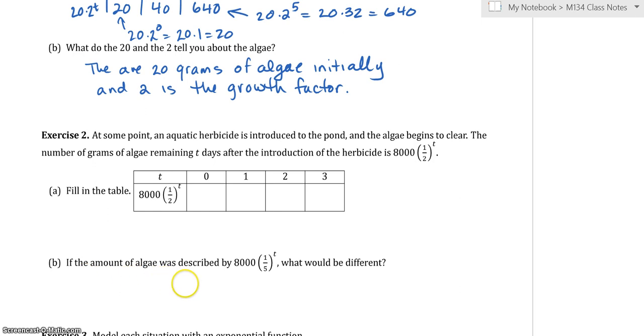If the amount of algae was described by this expression, 1/5 instead of 1/2, what would be different? Go ahead, pause, try it, and then come back.